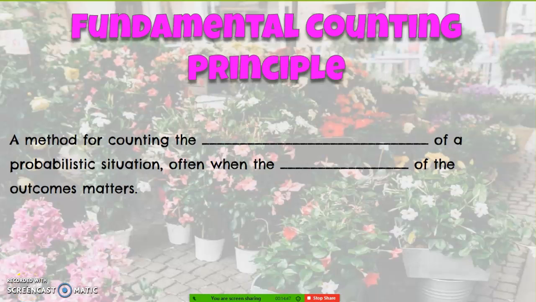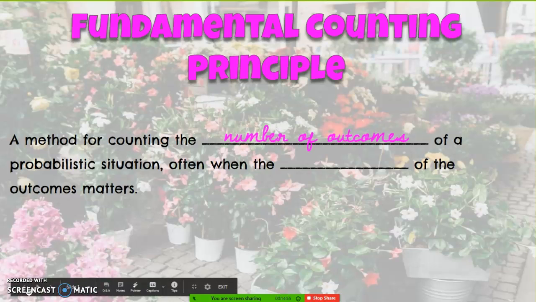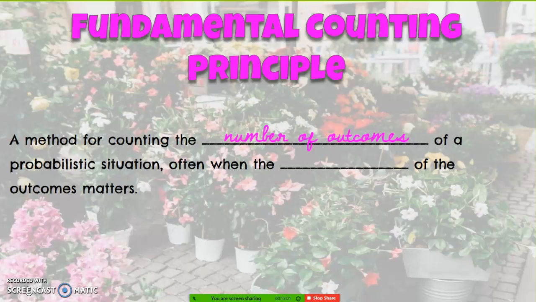So we're going to talk about the fundamental principle of counting today and touch on permutations and combinations. Okay, fundamental principle of counting, a method for counting the number of outcomes of a probabilistic situation. So when we're trying to find the probability of something, we have to find the chances of it happening out of the total number of outcomes. Okay, the counting principle helps us with that, finding the total number of outcomes, the bottom number of the fraction. Often when the order of the outcome matters. And we'll talk about when does order matter, when does order not matter.